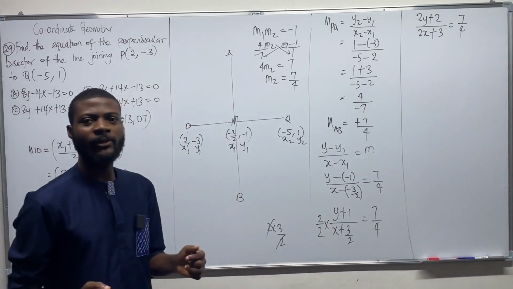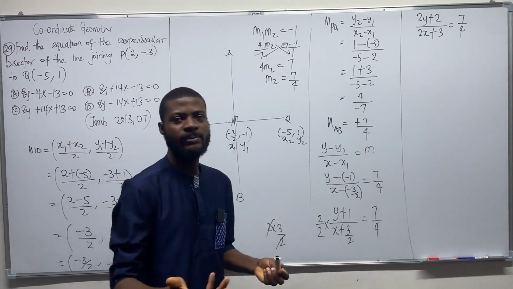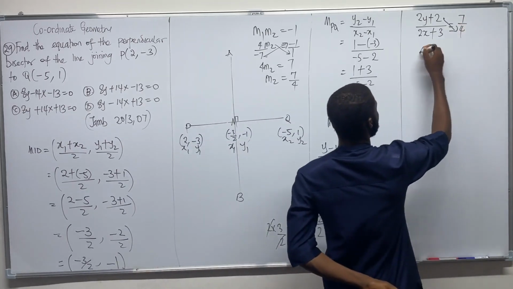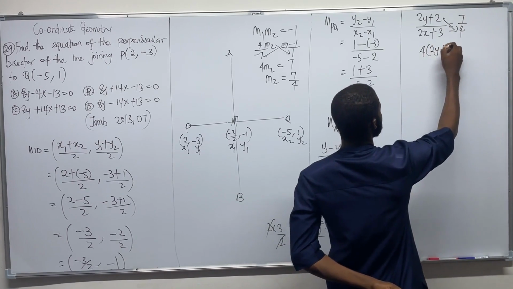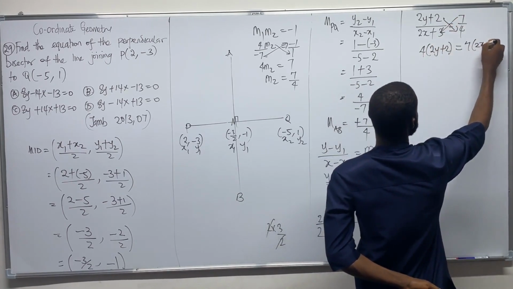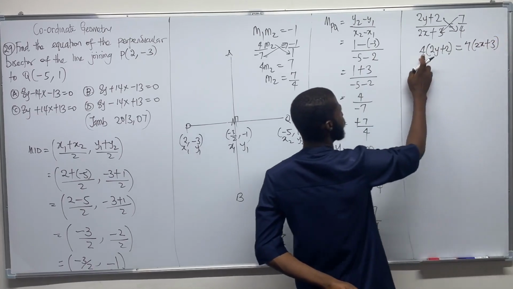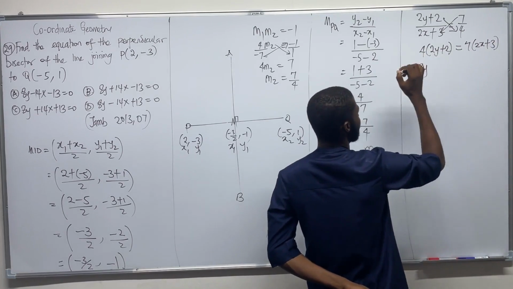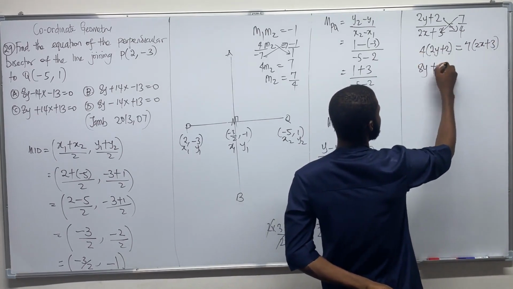The next thing that I'm going to do is to cross multiply. So this multiplies this. So that's 4 bracket 2y plus 2 equals 7 times this, so that's 7 bracket 2x plus 3. So 4 times 2y, what's that going to give to us? 8y. Then 4 times 2 is 8.